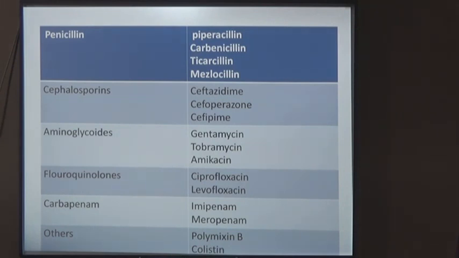What drug is polymyxin? How does it act? It acts on the cell membrane. It is available as a topical, and effective against gram negative, and also even multi-drug resistant Pseudomonas. So polymyxin B and colistin. Colistin is polymyxin E. Okay, same thing. So these are the drugs active against Pseudomonas.